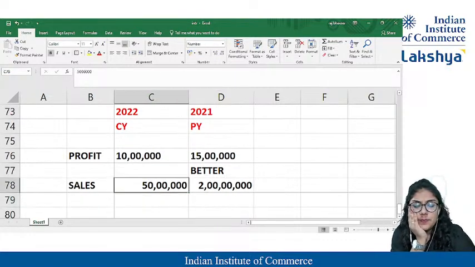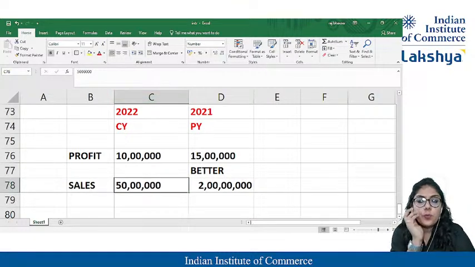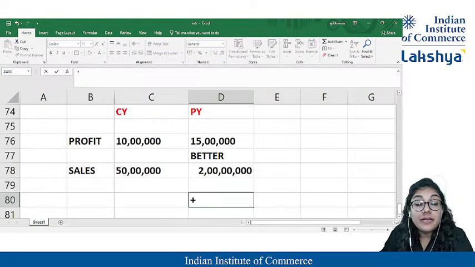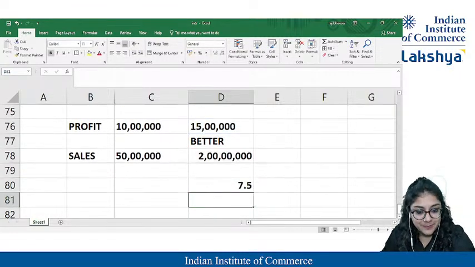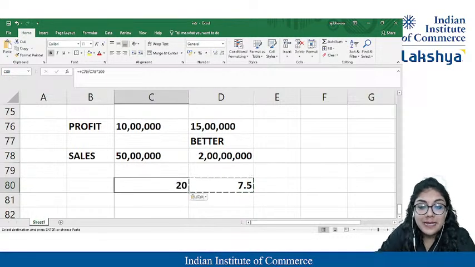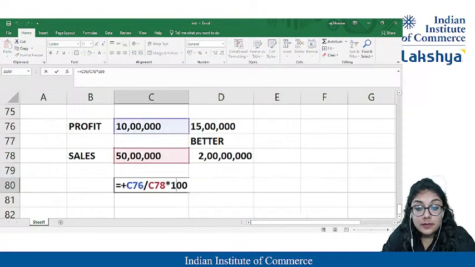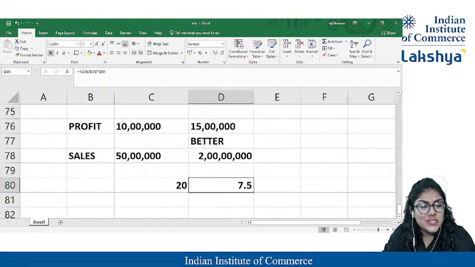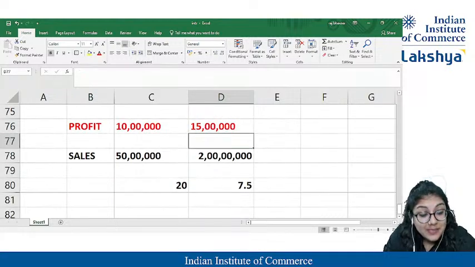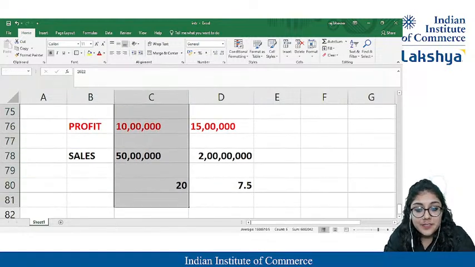Then what do you think, which year is better? We have to find out the formula, that is the net profit ratio, that is profit upon sales into 100. So I am getting some 7.5% over here. If I copy and paste it over here, I'll be getting 20% profit. It is 20% profit and just 7.5% profit. So just by checking the profits, we will not be able to take any decision. So this is not better; this current period is better.